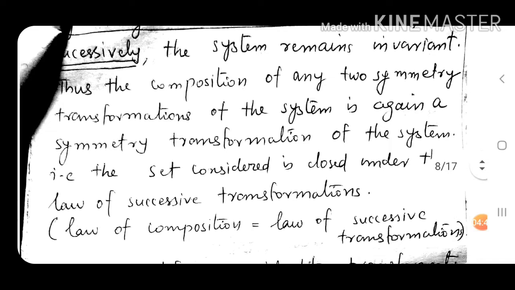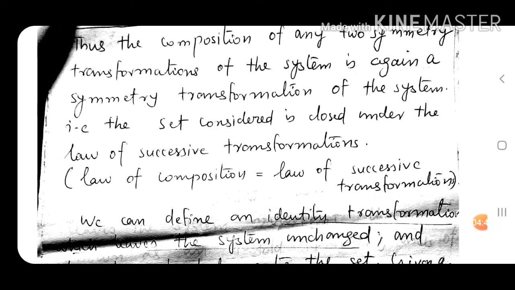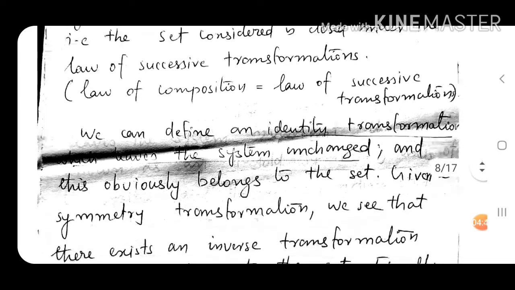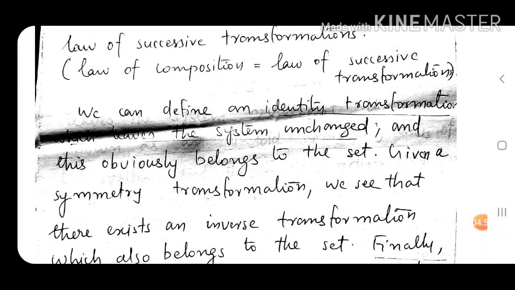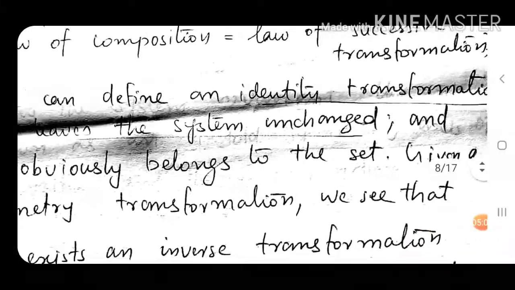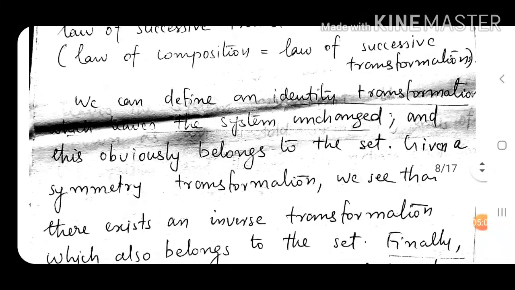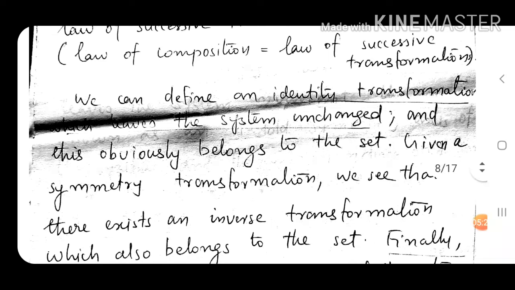So here we say it satisfies the first property, that the set is closed under the law of successive transformations. That is the crucial first property. Second, we can always define an identity transformation which leaves the system unchanged, and this belongs to the set. The identity transformation does not do anything to the system. There is no change in the system, and this obviously belongs to the set. So the identity element is there.